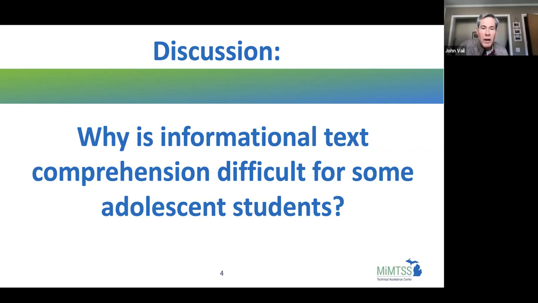Sometimes kids learn early on that their job is to answer questions at the end of chapters in informational texts. So all they learn to do is go in and find where the answers are. So the idea of actually reading it and analyzing it for some form of structure is foreign to them. Yeah, I think that's right, John.